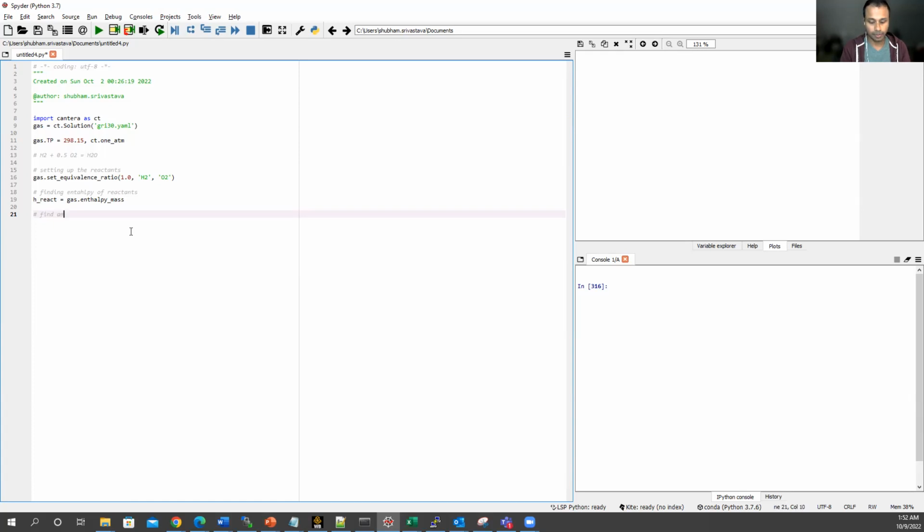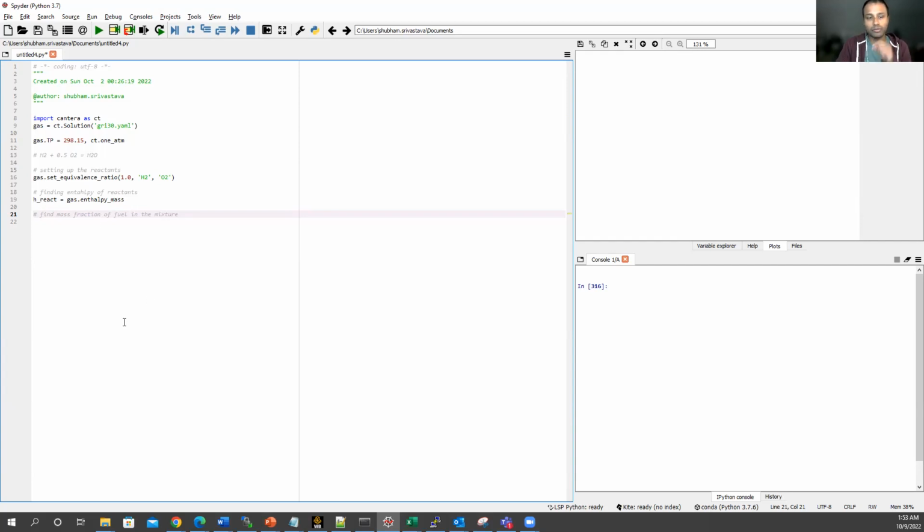Find the amount of fuel in the mixture, in mass. Find the mass of it, let's say. Find the mass of fuel in the mixture. So to do that, one very easy way is to, or let's say, mass fraction. Let's start with mass fraction, and then we will see how to convert mass fraction into mass.